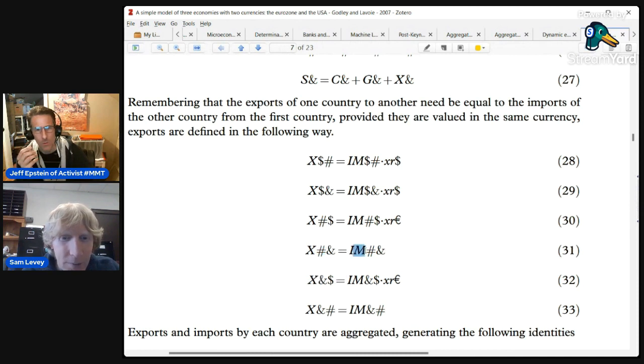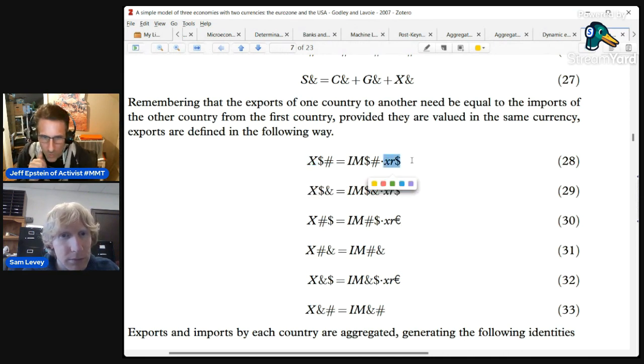So this is stuff that the hashtag country is buying from the ampersand country. And this is stuff that the ampersand country is selling to the hashtag country. It's the same thing, just from two different points of view, right? From one point of view, they're imports. From the other, they're exports. Oh my gosh. So this is just an identity. And here, because they're valued in the same currency, that's it. But then in the US, we're measuring it in dollars, while in the hashtag country, they're measuring it in euros. So you need this exchange rate.